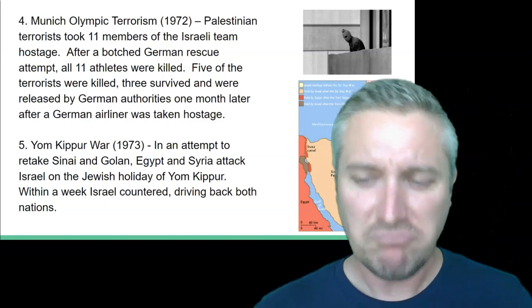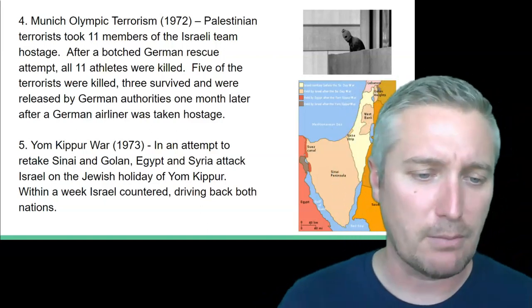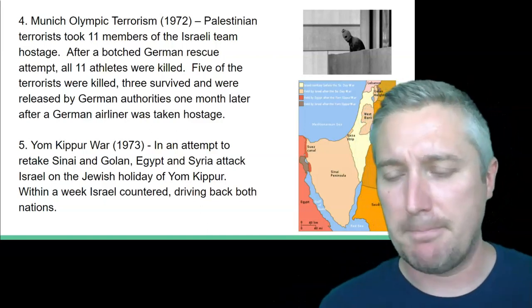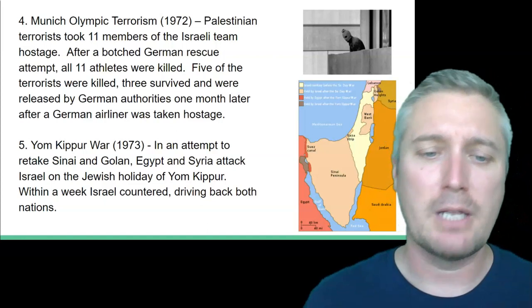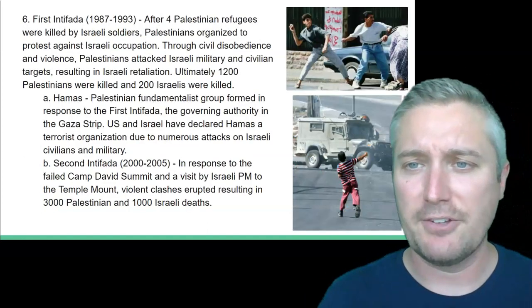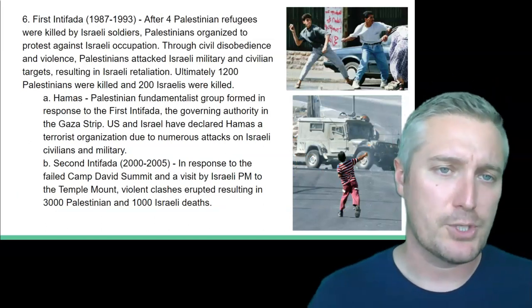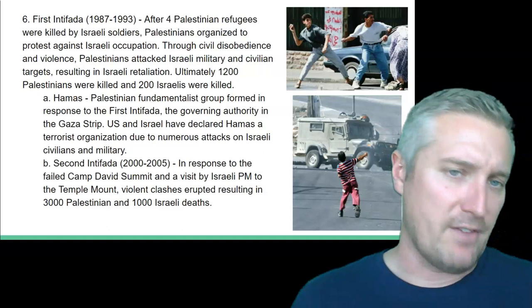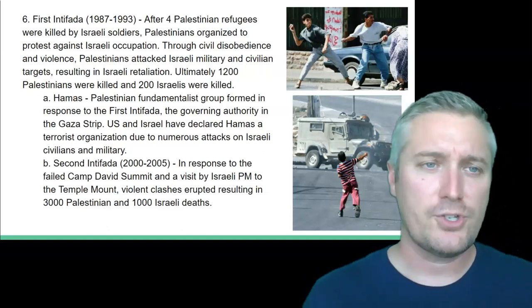They're trying to kind of do a sneak attack where they thought most soldiers would be at home with their families celebrating, and it backfired. And in fact, both of those nations ended up losing more land as a result of this war. So another example to kind of drive a wedge between Israel and its Arab neighbors. In 1987, what would last for 6 years became known as the First Intifada.